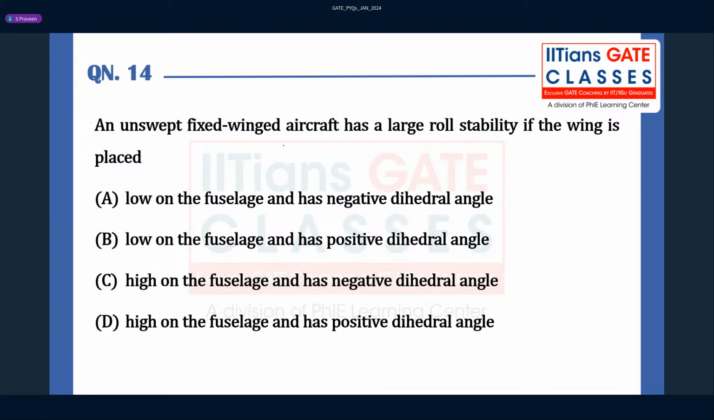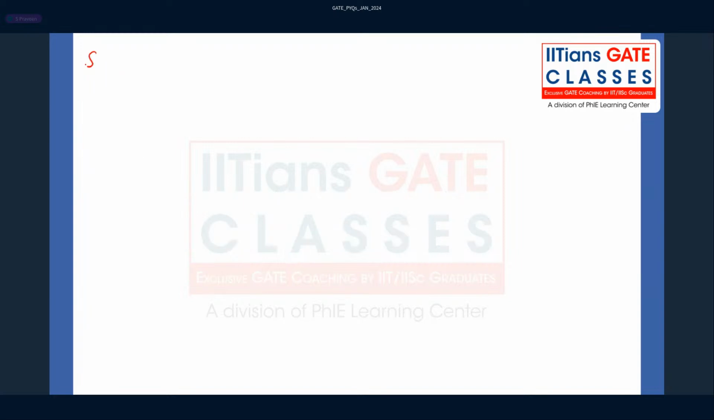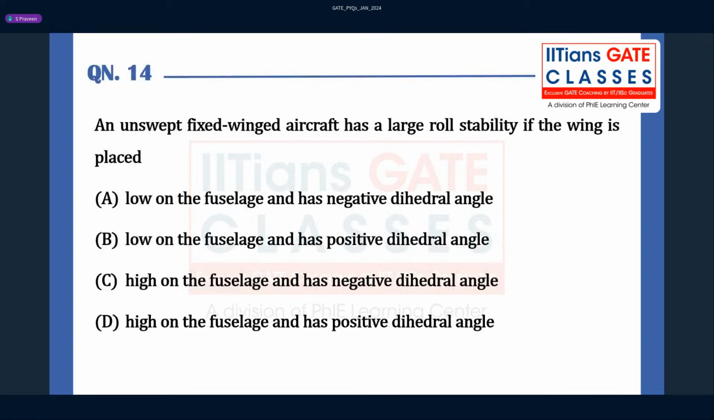An unswept fixed wing aircraft has a large roll stability if the wing is placed low on the fuselage and has a negative dihedral angle; low on the fuselage and has a positive dihedral angle; high on the fuselage and has a negative dihedral angle; or high on the fuselage and has a positive dihedral angle. We have to think about this. Let's see how to do this. If you look at the question, unswept fixed wing aircraft, okay.